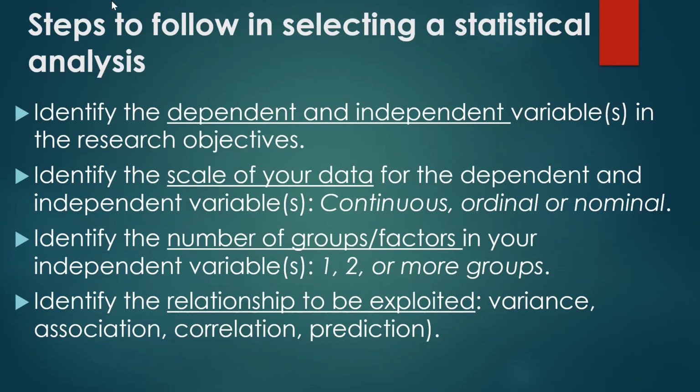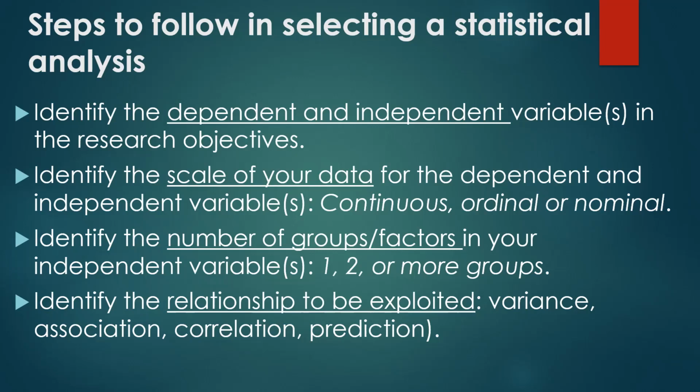So these are the steps to follow, or the things that you must know before you can start to decide on what statistical analysis you want to use for the data that you will be collecting. The first one is to identify the dependent and independent variables in your research objectives. This is very critical, because if you don't know them, it will be impossible for you to know the type of data that you are going to collect. So when you state your objectives, the first rule of thumb is that you must have a dependent and an independent variable in that research objective.